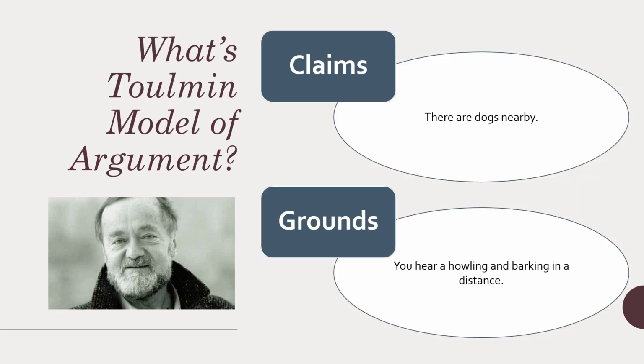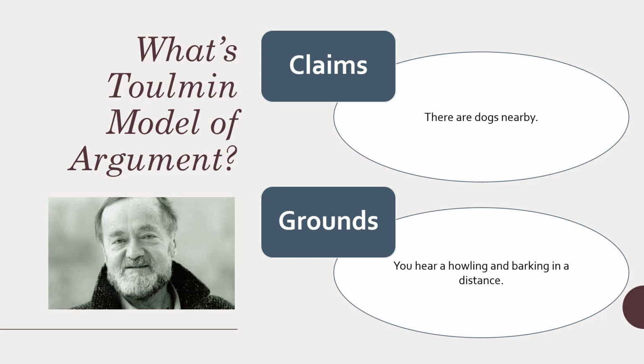Yeah. Now, let's just say that your claim here is there are dogs nearby. So basically, that's your claim. You are making a claim here. There are dogs nearby. Out of the blue, you're sitting with your friends. There are dogs nearby. And then what are your grounds? Your grounds is basically you hear a howling and barking in the distance. That's why you make this claim.